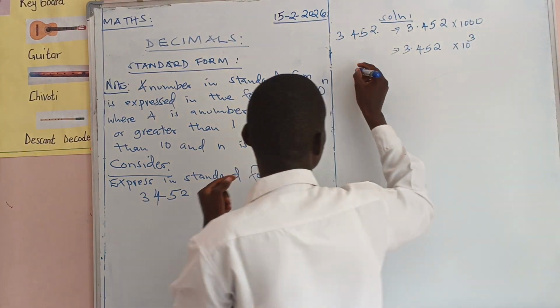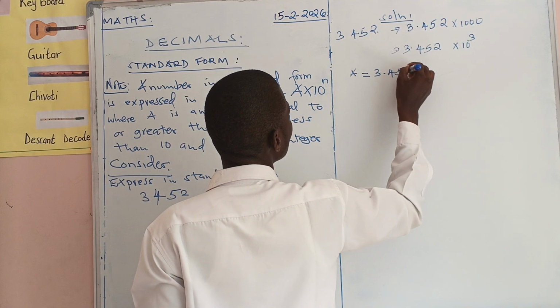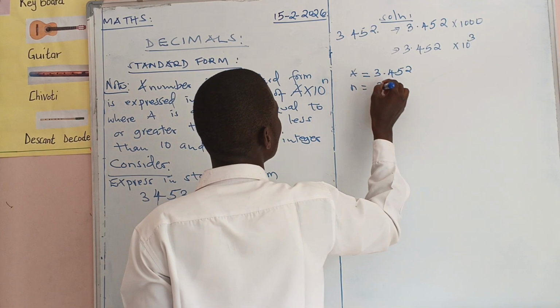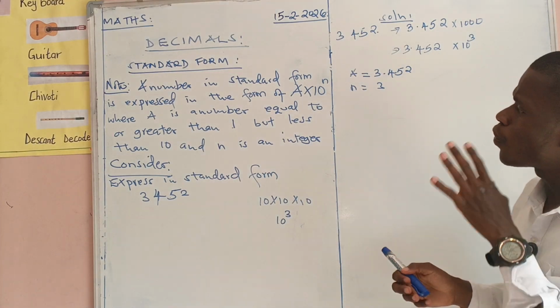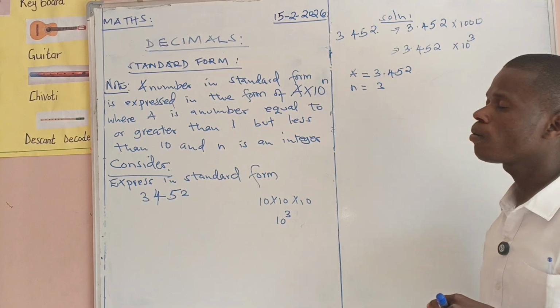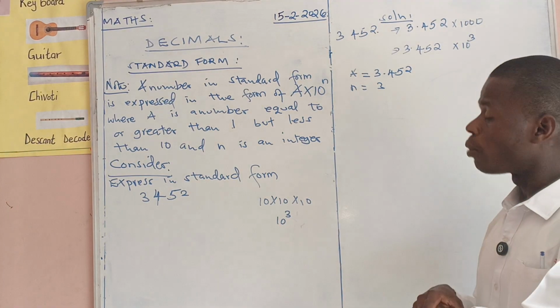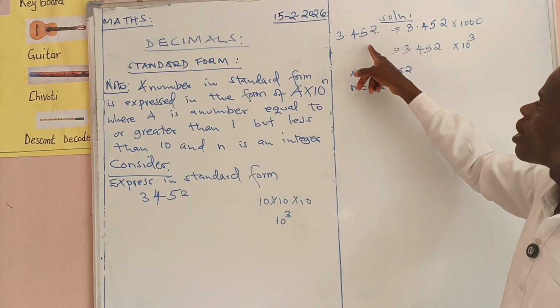So from here I can say A is 3.452. Then N is 3. I've written this number in standard form. From here, there's one thing you need to understand. There's something you have observed here. What is it? This number was greater than 10.